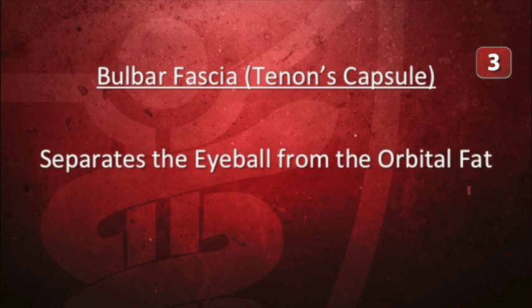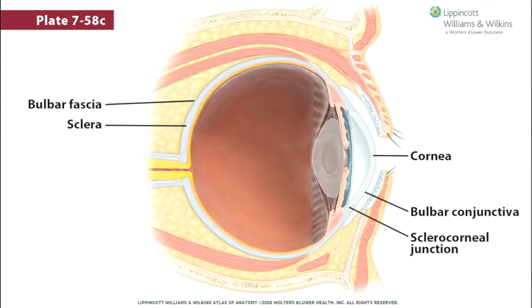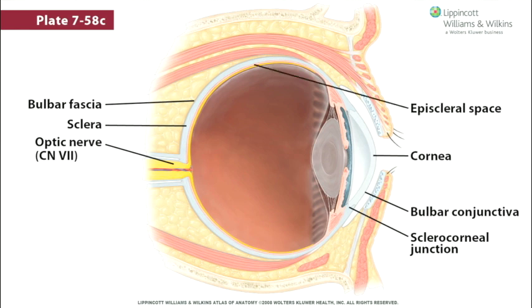Physically separating the eyeball from the orbital fat is the bulbar fascia, or Tenon's capsule. The bulbar fascia is a fibroelastic membrane that forms the socket for the eyeball to rotate within. It is fused around the sclerocorneal junction along with the conjunctiva and covers the eyeball to the optic nerve posteriorly. The thin space between the sclera and the capsule is the episcleral space, which is filled with loose areolar tissue that allows the eyeball to roll around inside the capsule without friction.